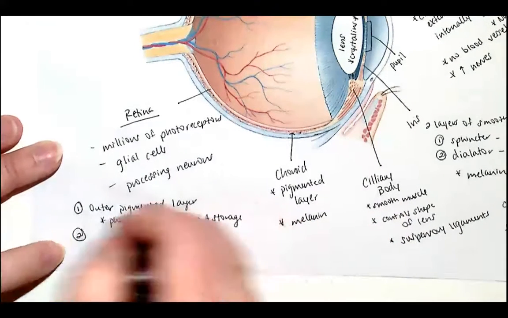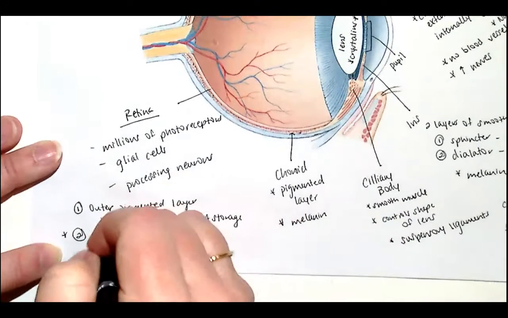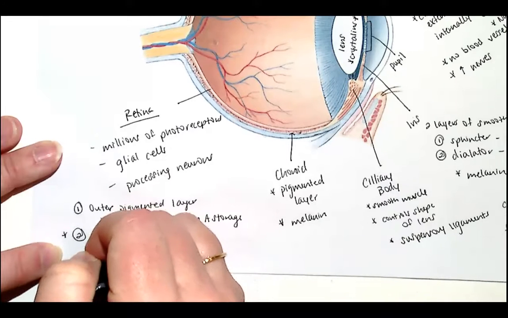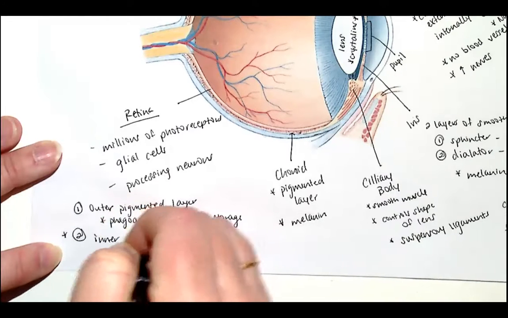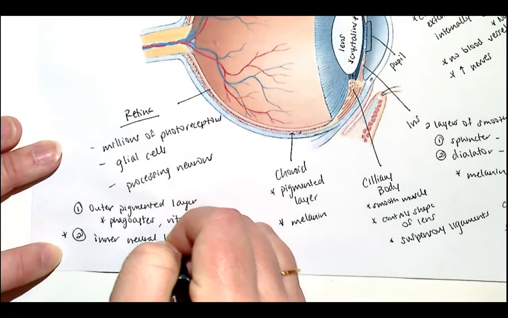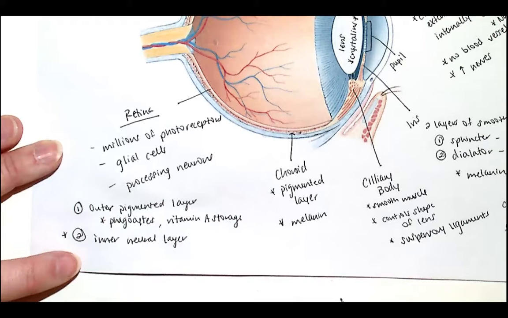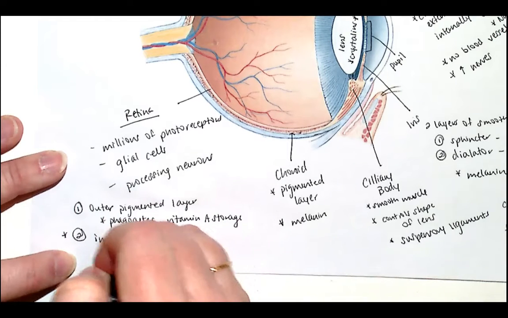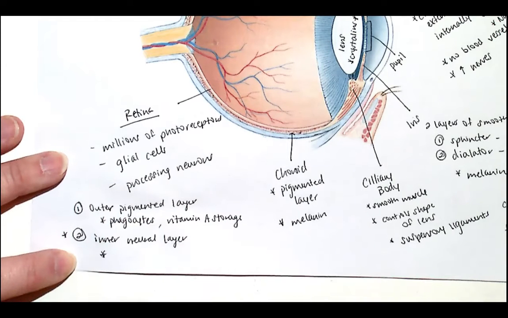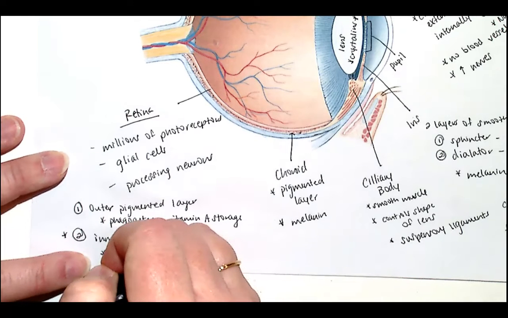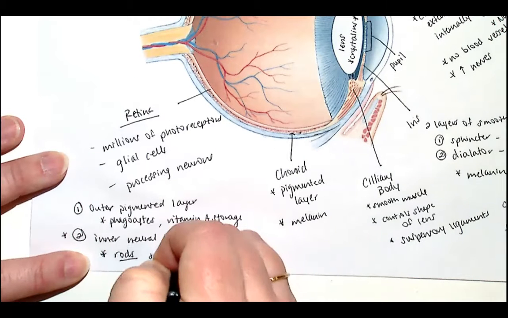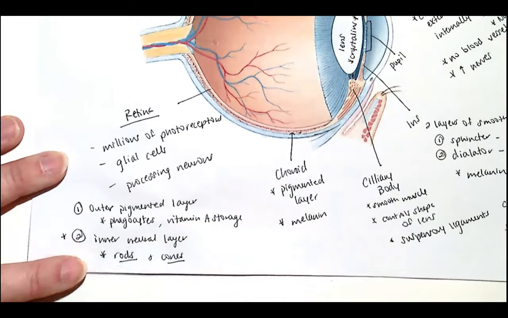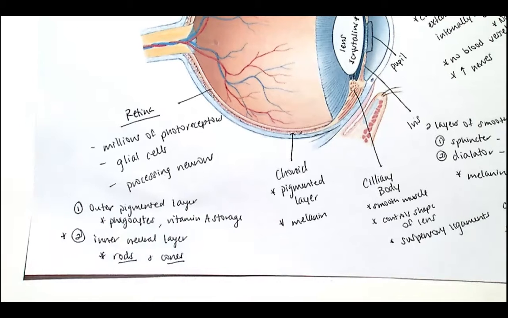But the big layer that we really focus on is the inner neural layer. And that's where all the photoreceptors are. Now, the main photoreceptors in the eye, anyone know what they are? There's two cell types, rods and cones. Very good. Rods and cones. Millions of them found in the back of the eye, in the retina.